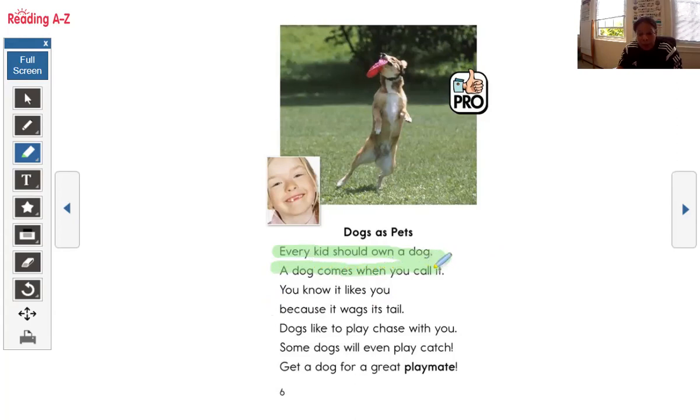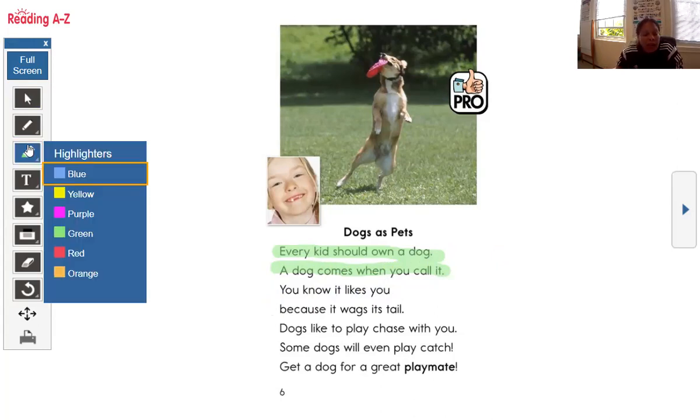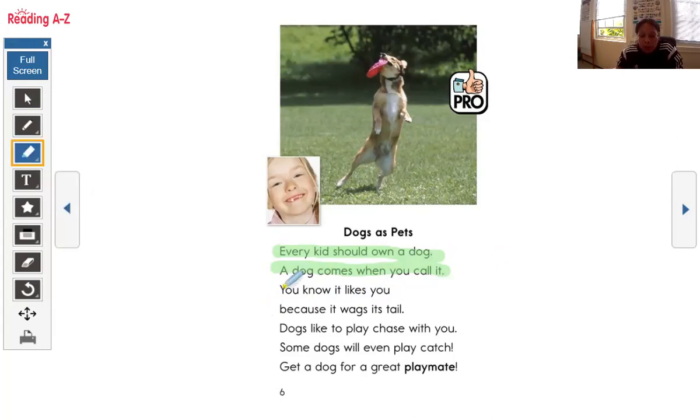Sometimes they come. You know it likes you because it wags its tail. So this is tricky, because I think that most times when dogs wag their tail, they do like you. It's showing that they're happy and excited. So I'm actually going to highlight this one in blue. Dogs like to play chase with you. Some dogs will even play catch. This is true. Some dogs will play catch, not all, but some will. Get a dog for a great playmate, okay? They can make great playmates, but maybe not for everybody.